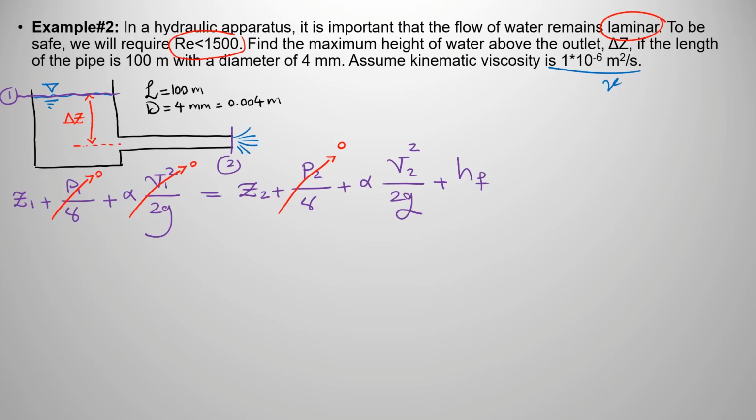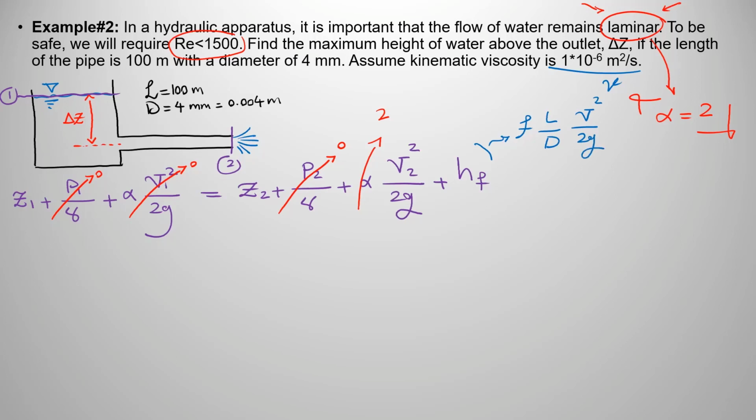However, because we are going to consider laminar flow, alpha should be equal to 2. Remember that alpha for laminar flow is equal to 2. So this alpha over here would be equal to 2. And now we need to calculate HF as well. We know that HF can be calculated using the Darcy-Weisbach equation, which is F, L divided by D, and then velocity to the power 2 divided by 2g, right?